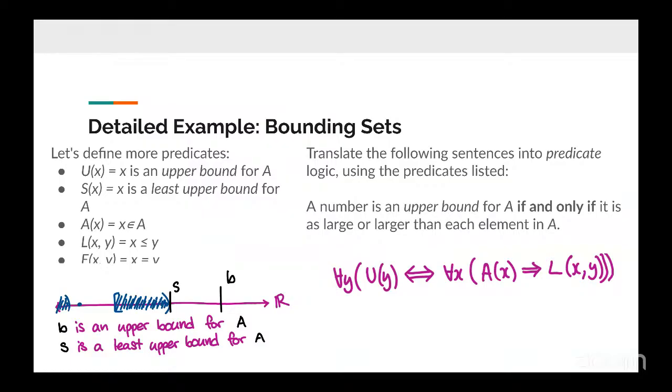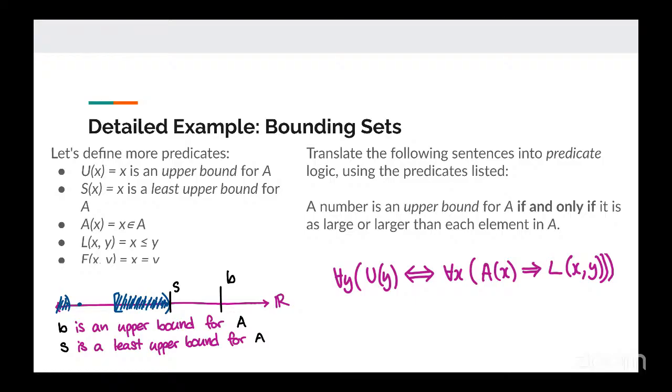Right, so let's try to read off the translation from here. So a number is an upper bound for A, so that's just for all y, U of y. And that's what U of y means. If and only if this y is as large or larger than each element of A. And that goes back to what we did a few slides ago. So if it's as large or larger than each element of A, well, that just means that every element of A is less than or equal to y. Does that make sense?